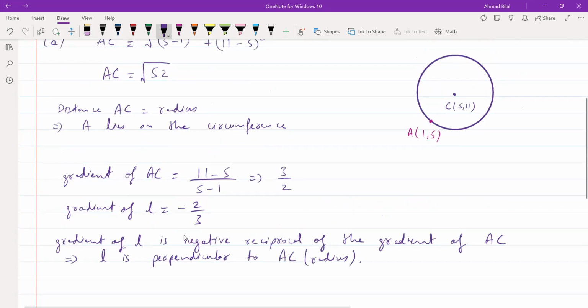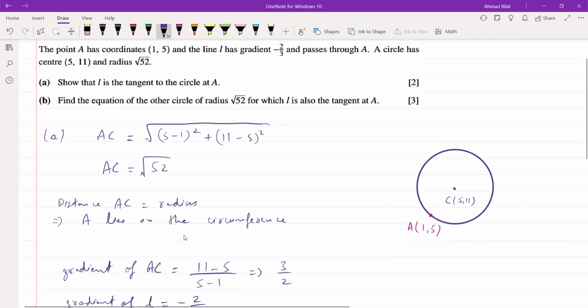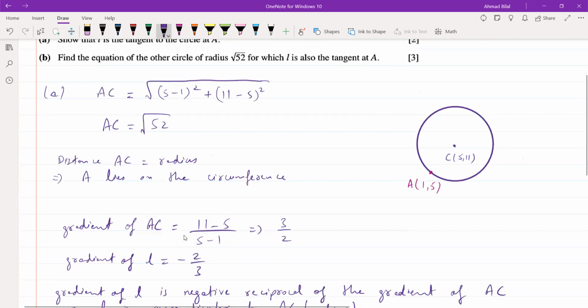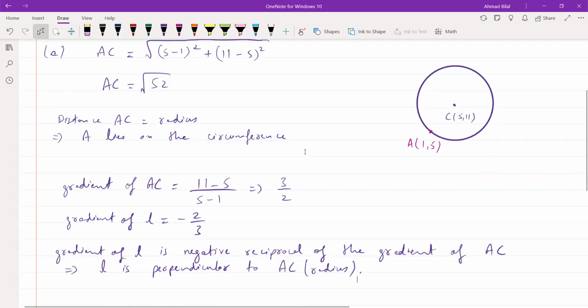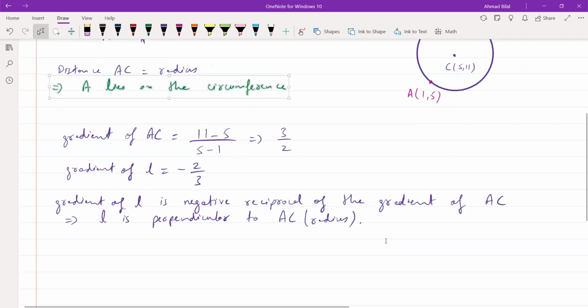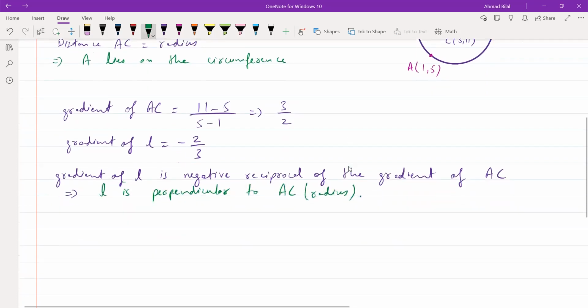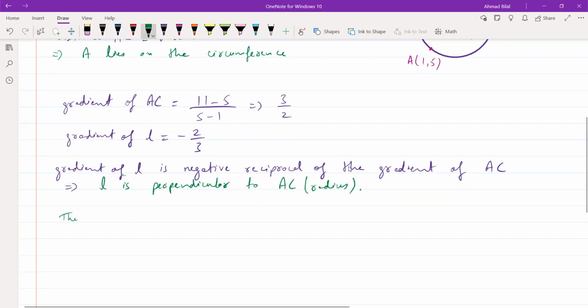You have two things to show, right? You show that the distance AC is equal to the radius. That's done. A lies on the circumference. That was one thing that we had to argue or prove. And the second thing was that L is perpendicular to AC. Okay, so therefore, L is a tangent to the circle at A.